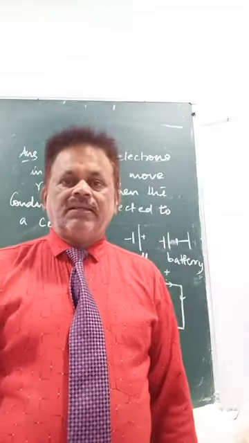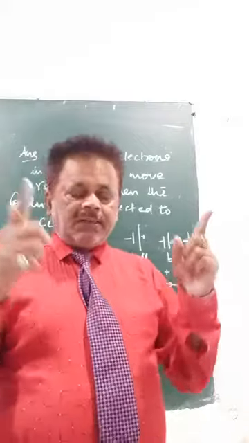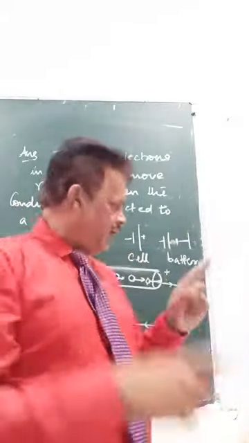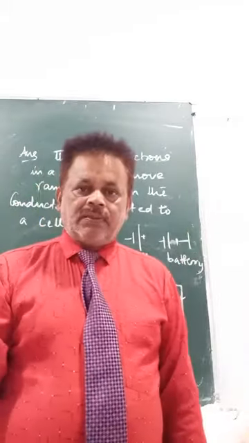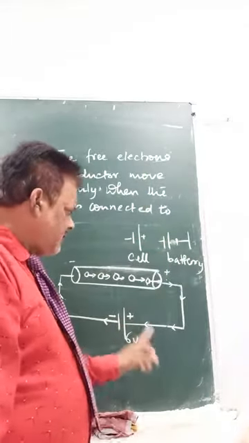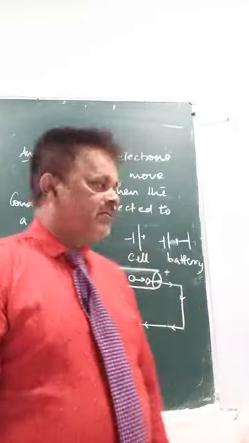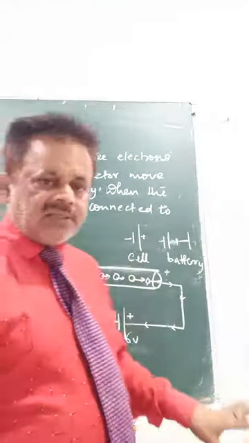That means the potential difference is 1.5. If the cell is 6 volt, that means the potential difference between the two ends is 6 volt. Volt is the unit of potential difference. That means at one end there is a shortage of electrons, at the other end there is an excess of electrons. Anyhow, that we will discuss later on.